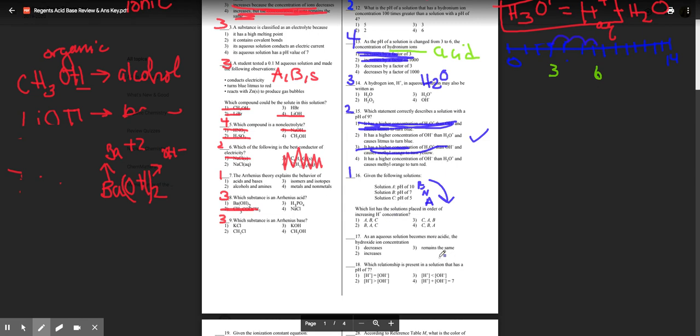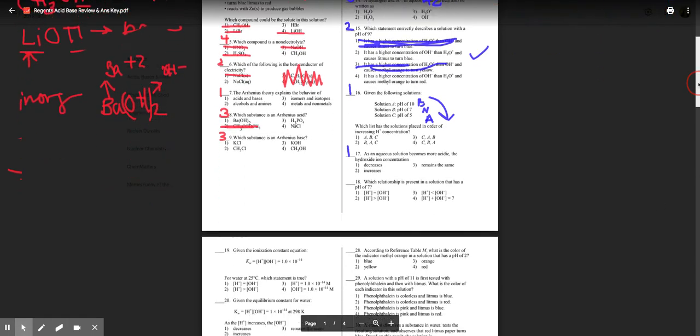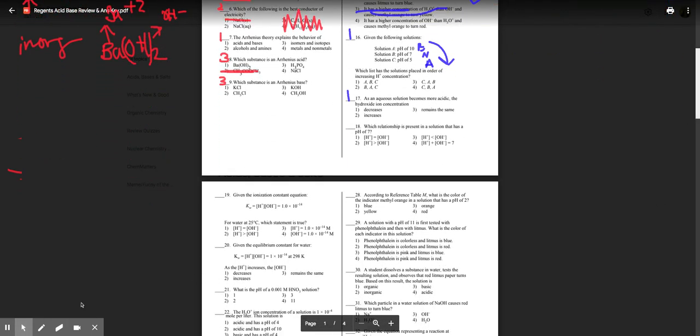An aqueous solution becomes more acidic. As an aqueous solution becomes more acidic, what happens to hydroxide? Well, if you become more acid, you're going to have less hydroxide because that's the base stuff. So decreases. What is the relationship in a pH of 7? Okay, pH of 7 is neutral. So neutral means you have the same amount of acid as base, which is choice 1. Careful, they're not added, and those are not right.